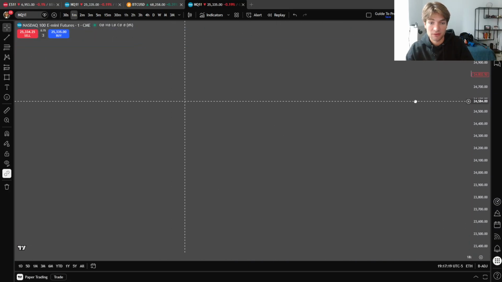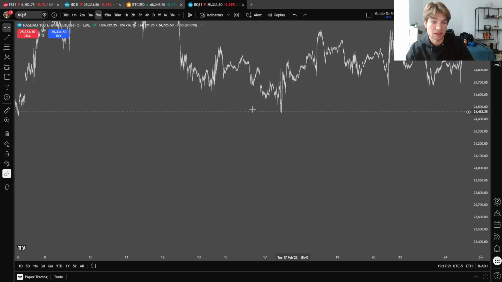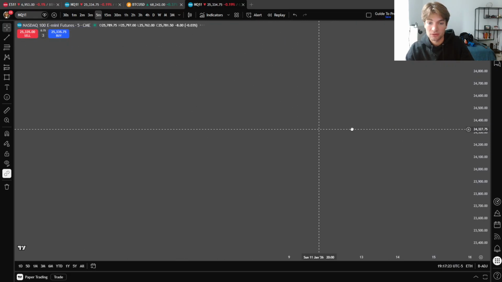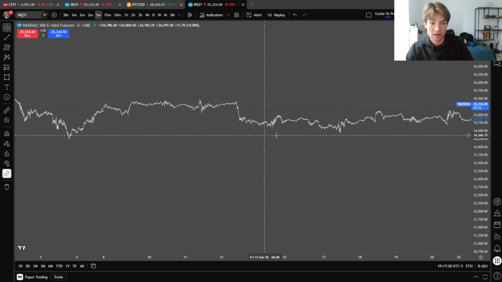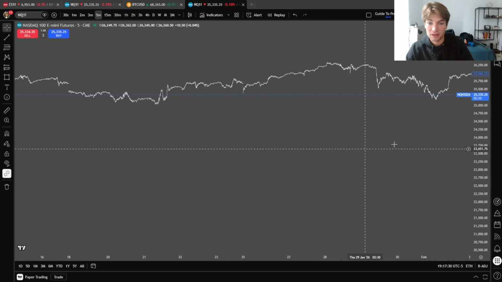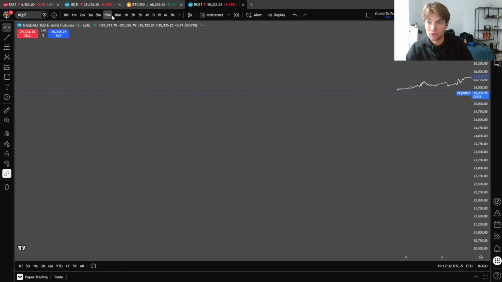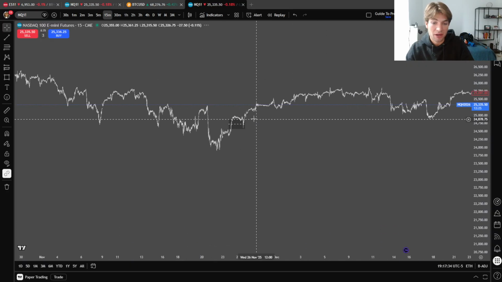Oh, I guess I can't even go that far back. Okay, well, let's go to the 5 minute then. I guess I went way too far back in this case. I have no idea where the gap that we've marked out is. I don't even think I can see it. Unfortunately, it doesn't look like I can see it. But anyways, my point stands.